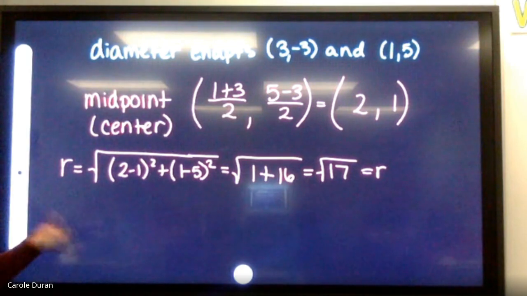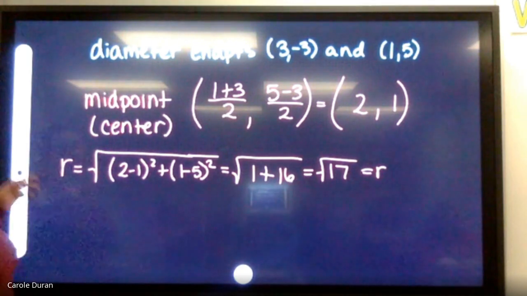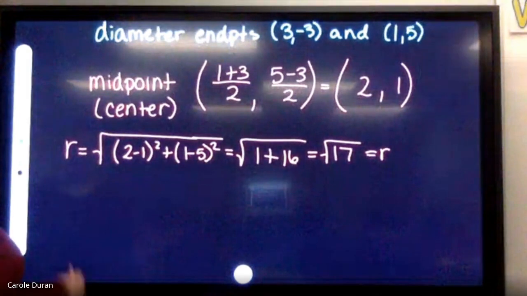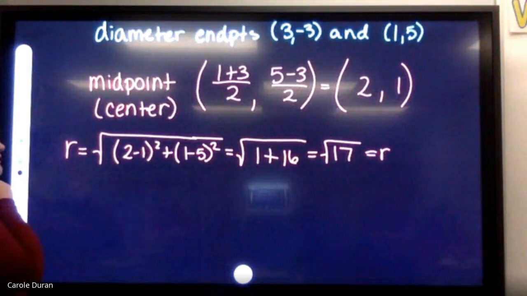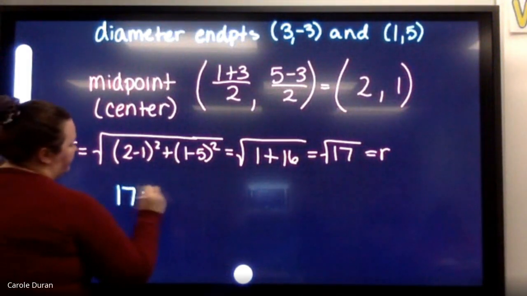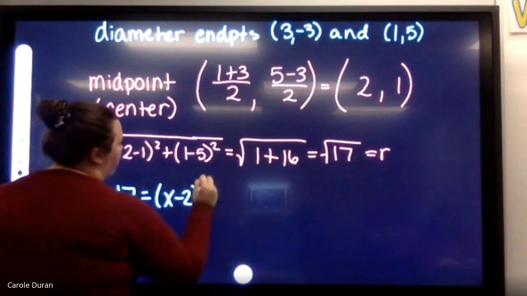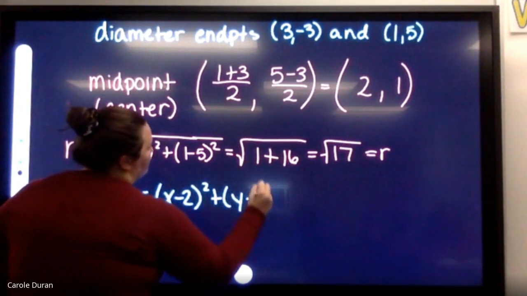Then I just take all of this and I plug it into my standard form equation. My standard form equation then is going to be the square root of 17 squared, which is 17, equals x minus 2 squared plus y minus 1 squared.